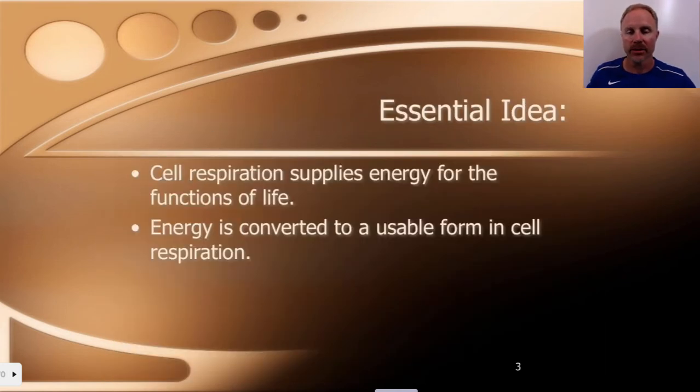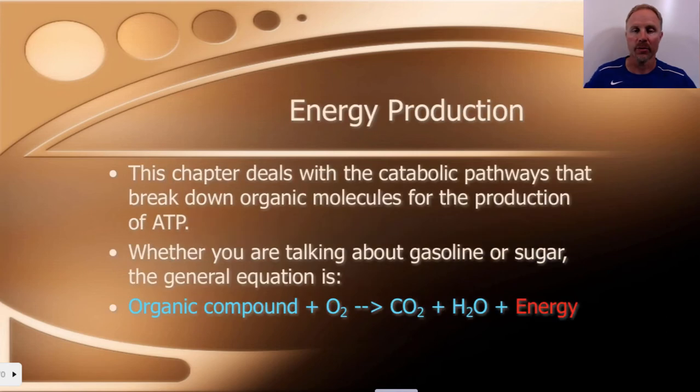So the main idea here is that cell respiration supplies the energy for the functions of life. And that energy, of course, is in the form of ATP, and that's the usable form of energy for the cell, and it's made available through cellular respiration. Okay, so the chapter is going to deal with energy production and taking the catabolic pathways that break down these organic compounds such as sugar or glucose and use that to produce ATP.